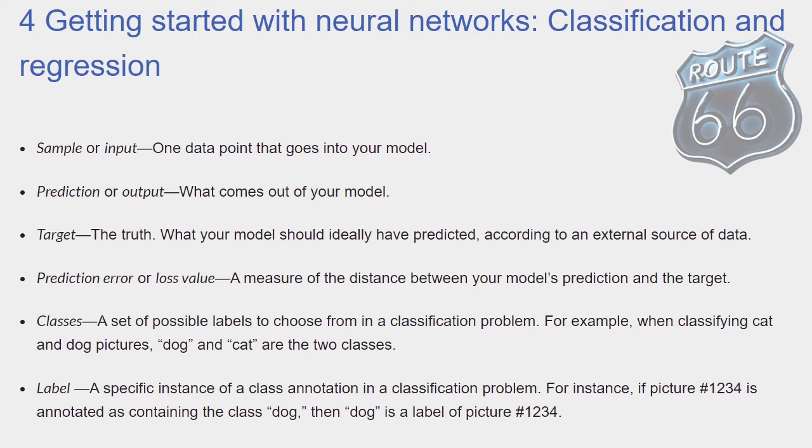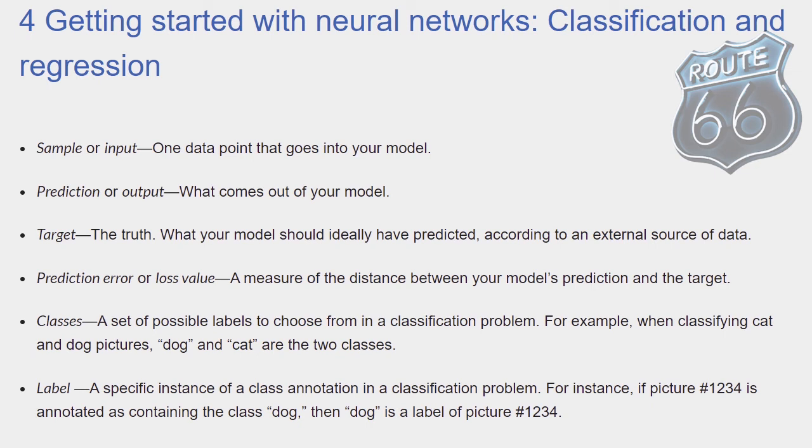Sample or input, one data point that goes into your model. Prediction or output, what comes out of your model. Target, the truth, what your model should ideally have predicted according to an external source of data. Prediction error or loss value, a measure of the distance between your model's prediction and the target.